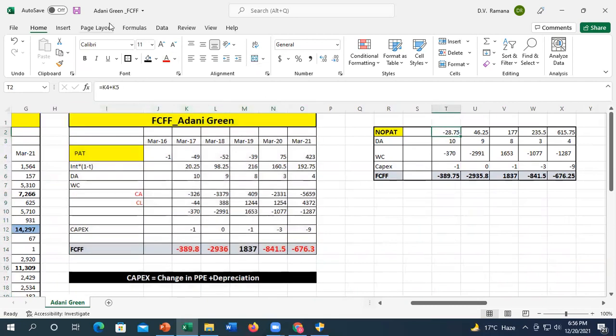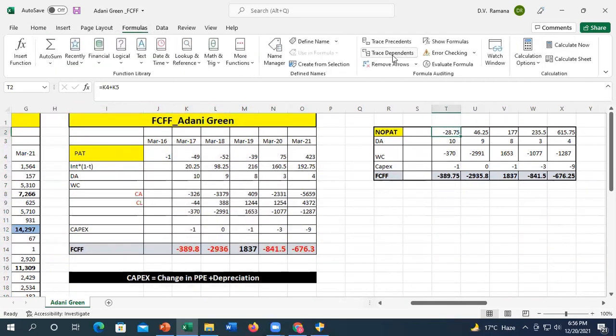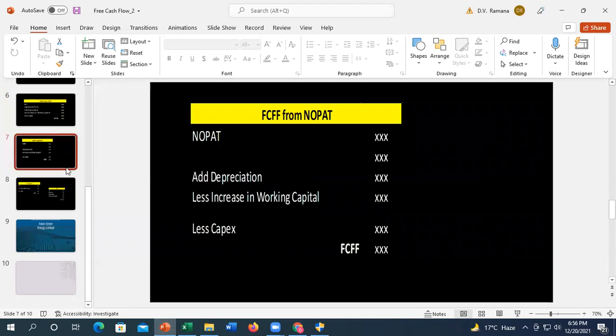What is net operating profit after tax and before interest? It is PAT plus interest into 1 minus T. That's what we saw here. From NOPAT, we can calculate FCFF by making adjustments to the NOPAT.